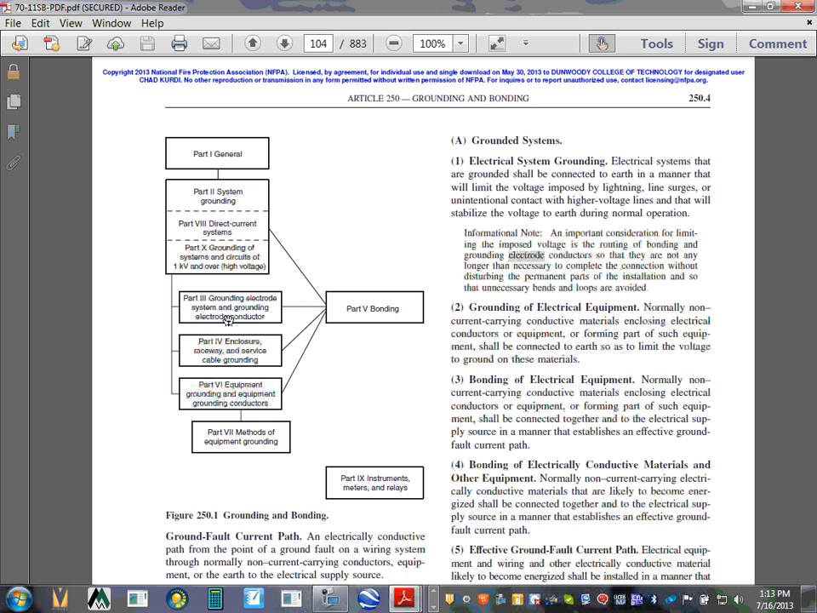Part 3 talks about the grounding electrode system. Enclosures, that's your equipment grounding at the service. This is your equipment grounding downstream. And this is also methods of equipment grounding, as well as equipment grounding and the equipment grounding conductor, these two. And this is all the bonding. You can see the bonding goes with each and every one of them. So that's kind of what I did. I took all, at least my understanding of these, and put them in one sheet for you.